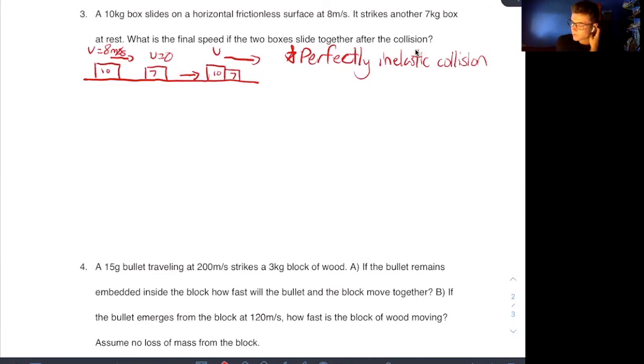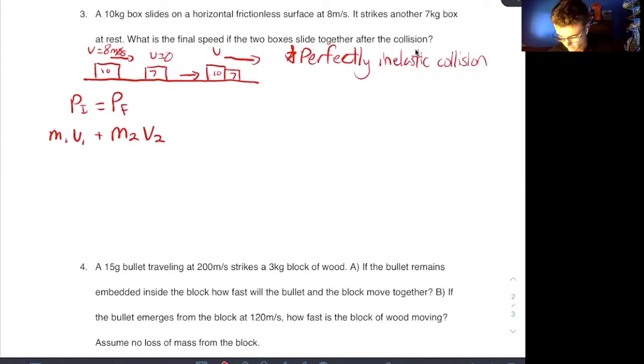So how do we solve this? Well, we know via the conservation of momentum equation that the momentum in the beginning is going to equal the momentum at the end. So let's calculate the individual momentums here. In the beginning, we have mass 1, a 10 kilogram object going at a certain velocity, plus the mass of the second object, which is going at a velocity of 0. So that's going to cancel out.